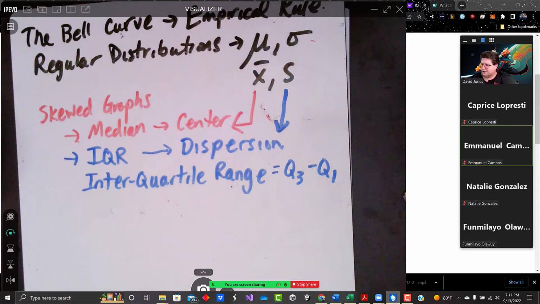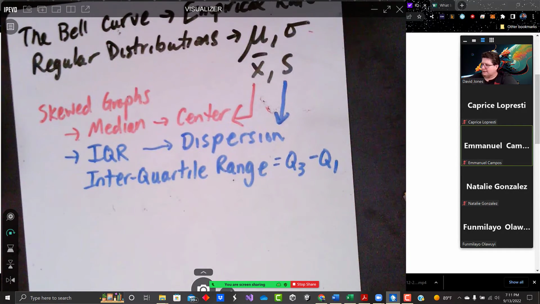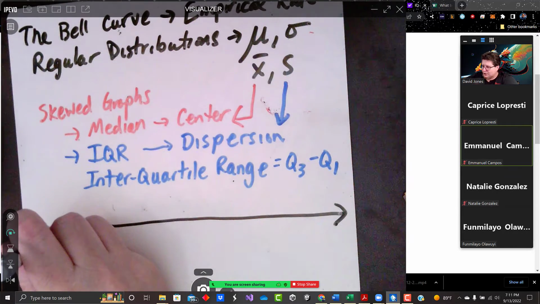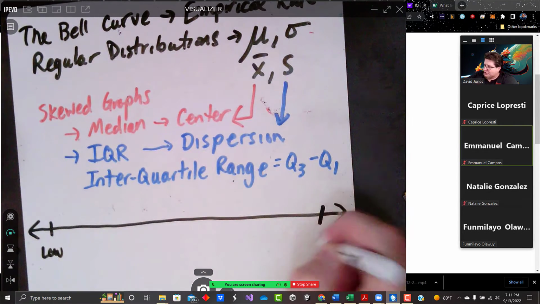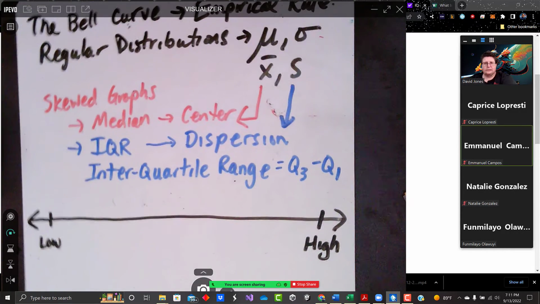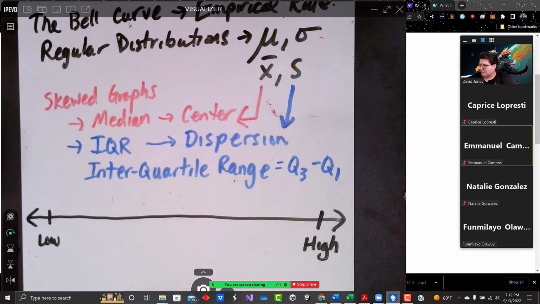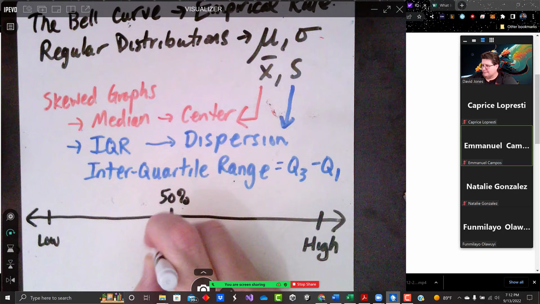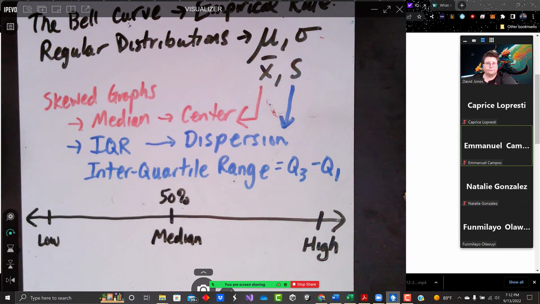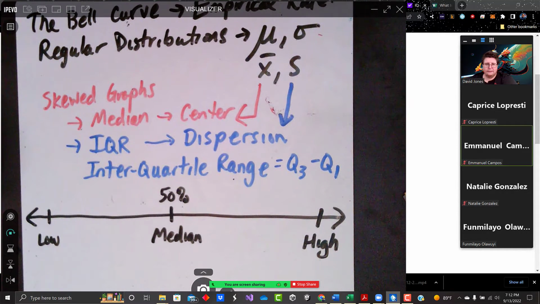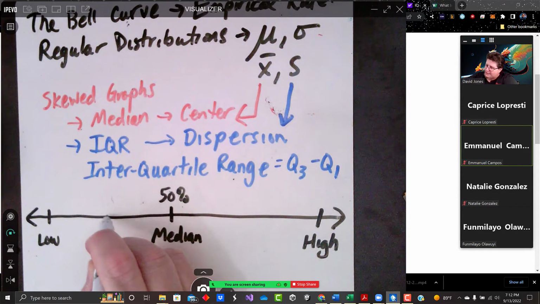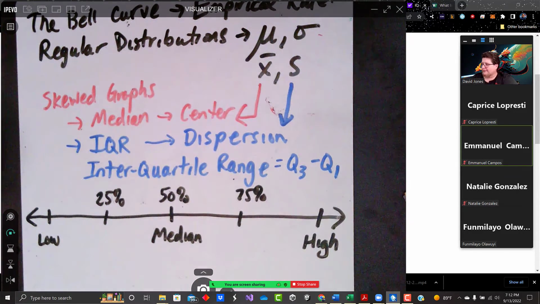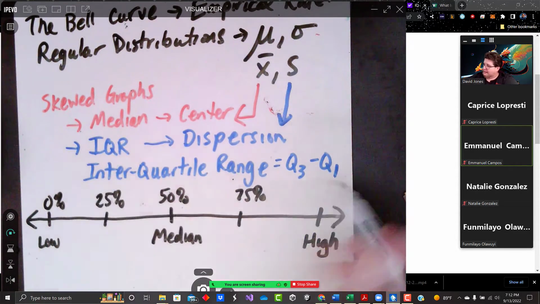So when we have data, I'm not even going to put any type of graph, I'm just going to show data sets. If I have a number line, and let's say the lowest score is right here, and the highest score is right there. Halfway between is the 50% mark. 50% is the median. And then I go half of the way between. This is 25%, and this is 75%. It's adding 25 in either direction. Low, we're going to say 0%, and high is 100%.